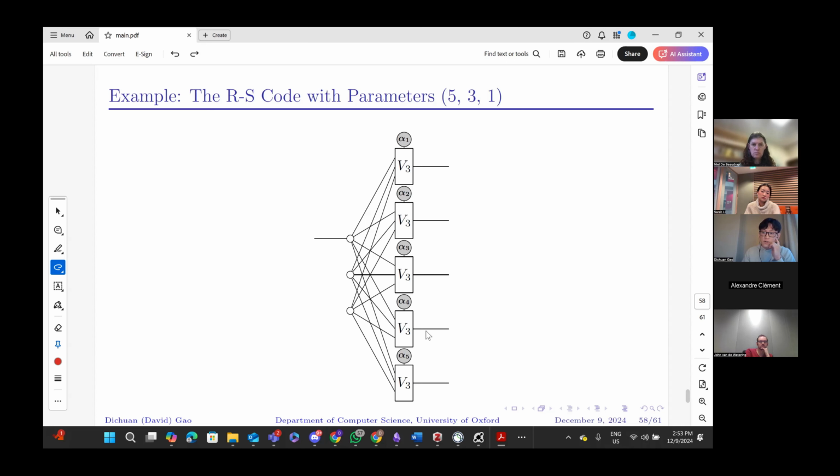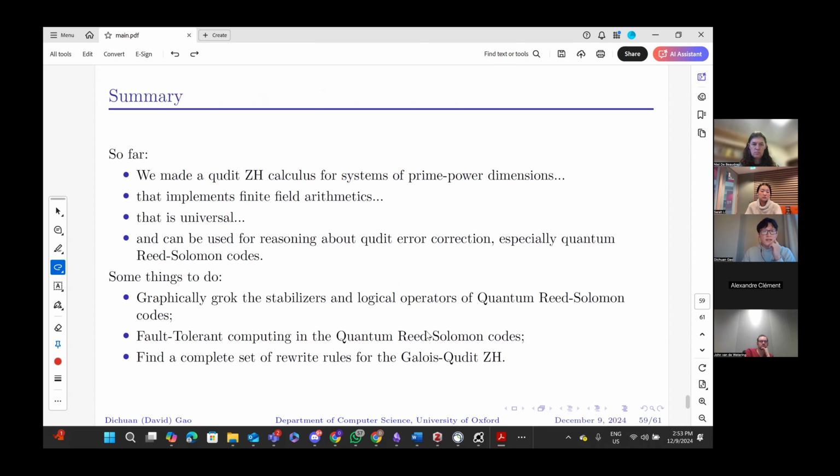Okay, so I will wrap up here. So what we've done is we've made a qudit ZH calculus for systems of prime power dimensions. It implements finite field arithmetic. It is universal, and it can be used to reason about qudit error correction, especially in the case of Reed-Solomon codes, where there's a special affinity because of the naturalness of polynomials in the ZH calculus.